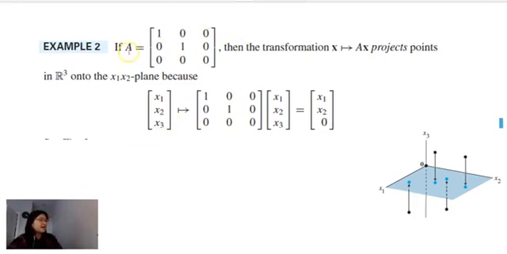So here we have matrix A, which is 1, 0, 0 in the first row, 1, 0, 1 in the second row, but then our third row is all zeros. So what this does is it projects points. It takes points in R3 and projects them onto the x1, x2 plane, so it zeroes out the x3. Whatever point we have, we just project it onto our x1, x2 plane, the flat one right here.